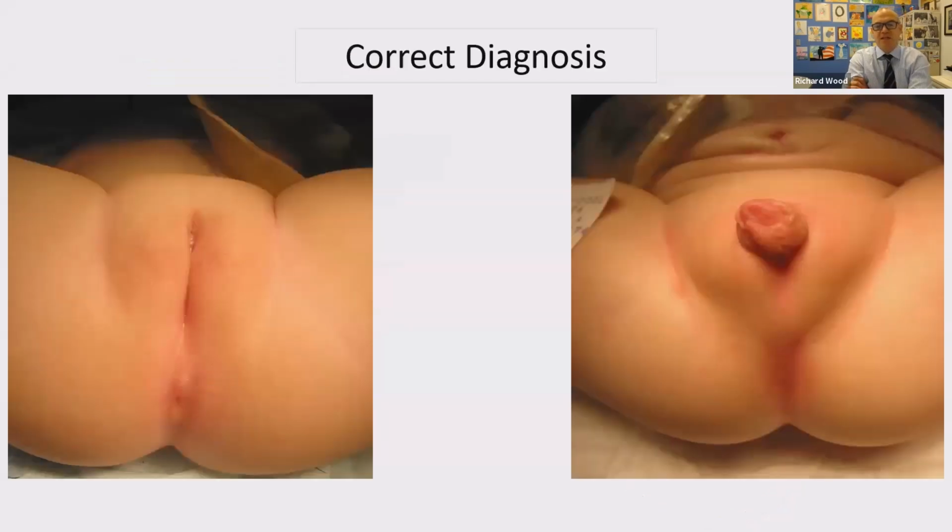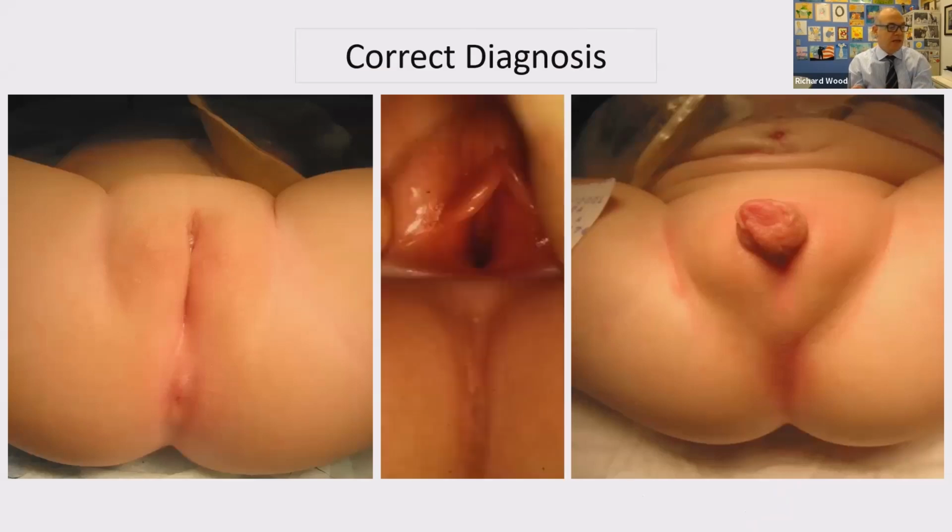So the first key bit, I think, is to make the diagnosis. And the diagnosis is made by doing a good clinical exam with good lighting. If you just look at the patient like this, you really can't see very much. And so the key is to actually lift the labia up and out, and that allows you to see and confirm that there is in fact just one perineal orifice. And if that's what you find, then you know you're dealing with a cloacal malformation.